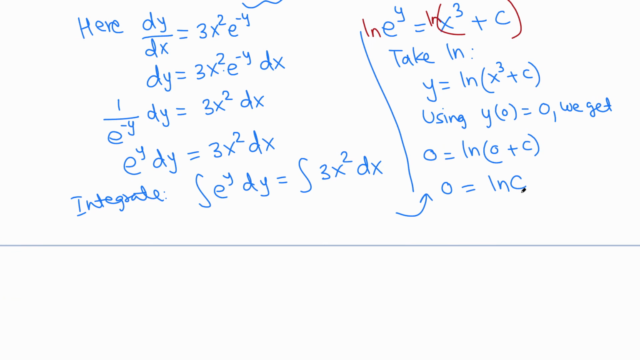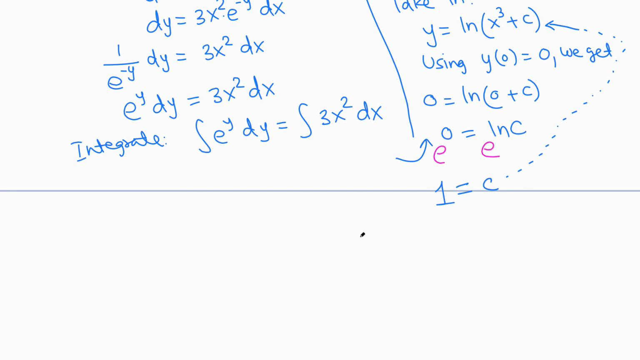Now we need to isolate c. Here is ln, so we need to exponentiate both sides. So e raised to the left side equals e raised to the right-hand side. e raised to 0 is 1, by the way. A number raised to 0 is 1. e and natural log cancel each other's action, leaving c. So c equals 1. Now we go back and plug in the value of c, which is 1, to get the final answer.